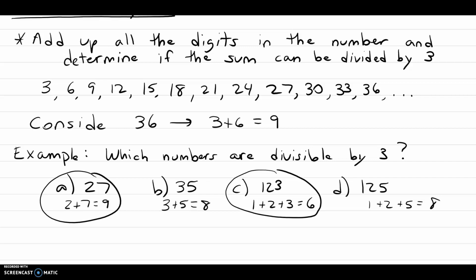So if you want to figure out if you can divide a number by 3, you add the digits in the number together, and then see if that sum is a number that can be divided by 3. But remember, you have to know your multiples of 3, which we listed there for your notes.